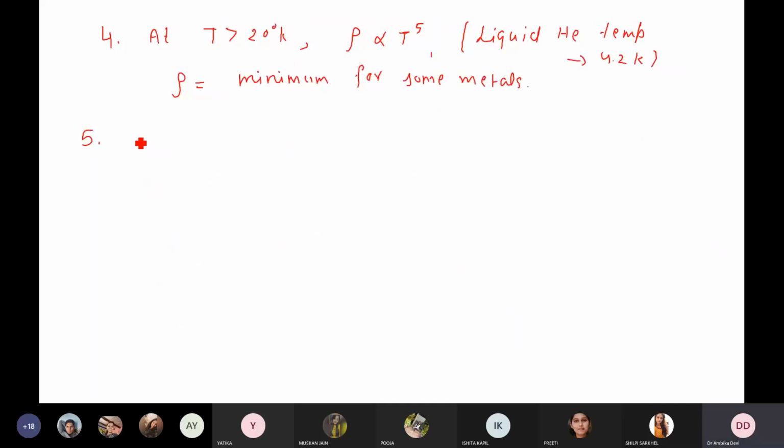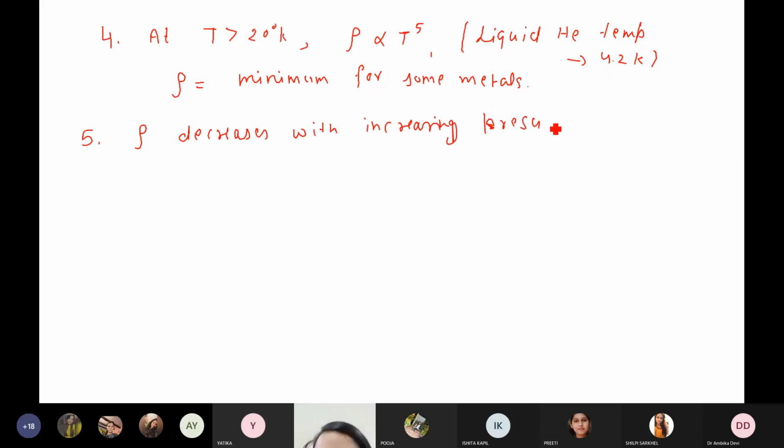So the fifth point is, for most of the metals, resistivity decreases with increasing pressure. What does that mean? Rho decreases with increasing pressure. So the reverse is the case with temperature. You know that the resistivity of metals increases with increase in temperature. However, the reverse is the case with pressure. Rho decreases with increasing pressure.